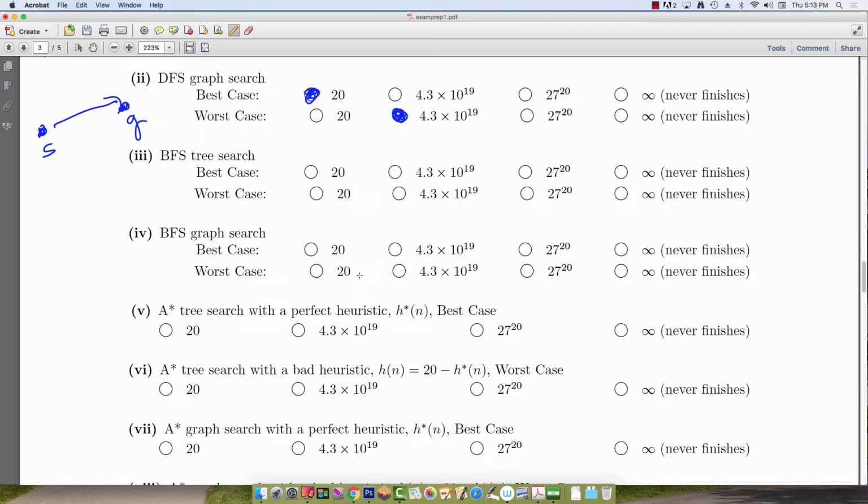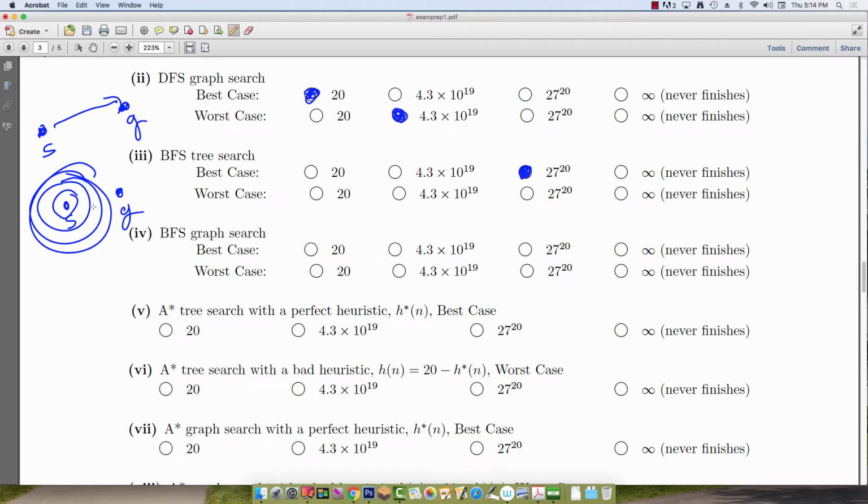For BFS tree search, BFS, again, is going to search uniformly with respect to distance from the start in the number of steps. So in the best case, we are going to be searching 27 to the 20. The reason for that is because it's going to be uniformly searching from the start in a circle, and it is going to possibly revisit states, and every single circle here is going to be a factor of 27 times bigger because the branching factor is 27.